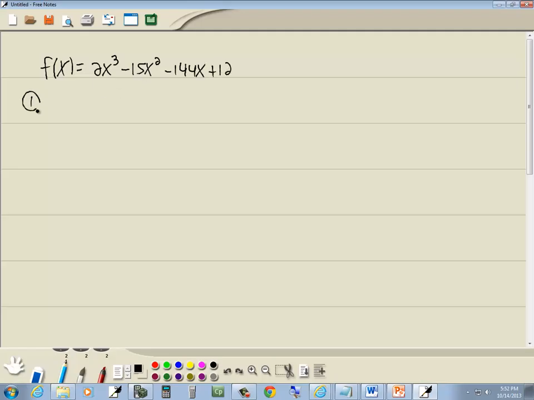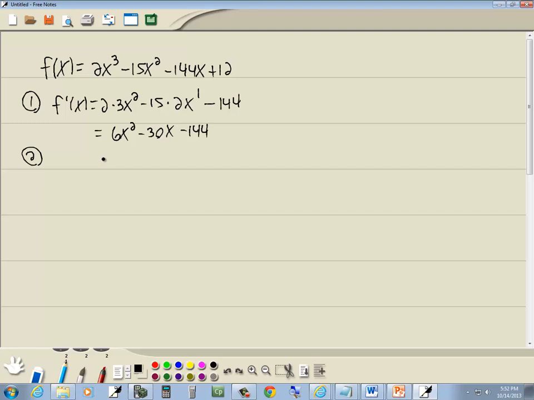Our first step in finding relative extrema is to find our derivative. So f prime: take your power, put it out in front, lower it by 1; minus 15 times, take your power, put it out in front, lower it by 1; and the derivative of negative 144x is a negative 144, and 12 drops away. This gives us 6x squared minus 15 times 2, which is 30x, minus 144.